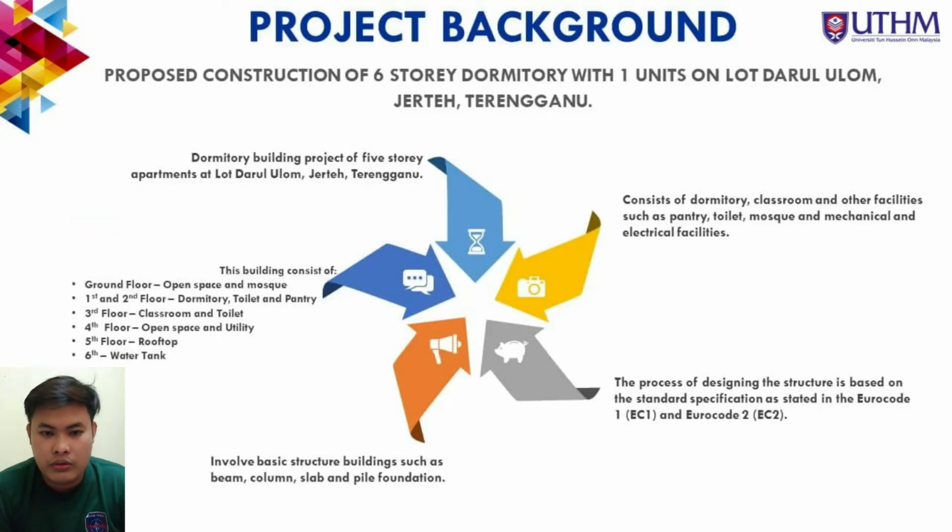For our project background, we are proposing the construction of a 6-story dormitory with one unit on lot Darul Ulum, Terengganu. This is a dormitory building project of a 6-story apartment at Lot Terengganu. This building consists of a ground floor with open space and mosque. The first and second floors are dormitory, toilet and pantry. The third floor has classrooms and toilet. The fourth floor has open space and utility. The fifth floor is the rooftop, and the sixth floor has the water tank for this building.